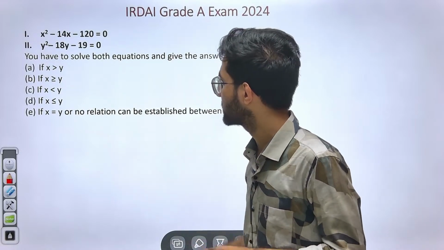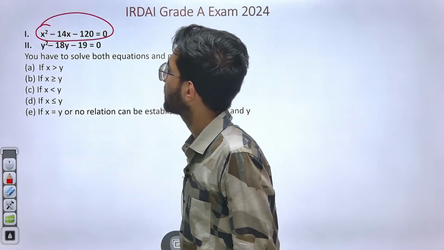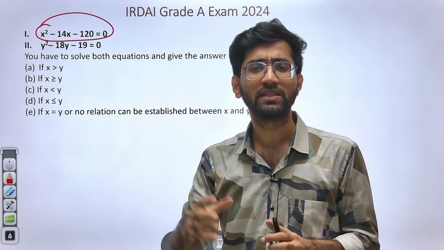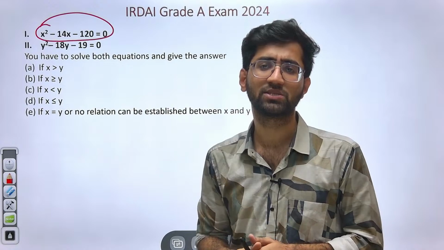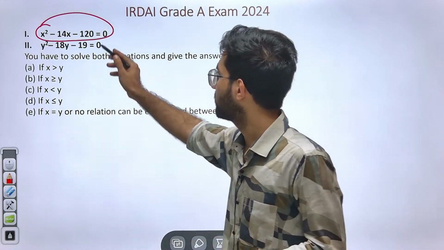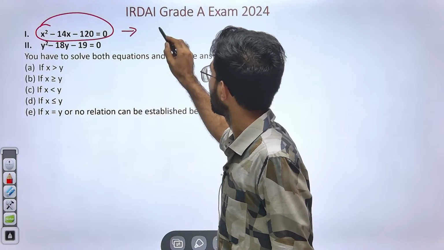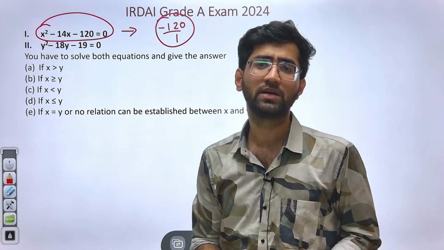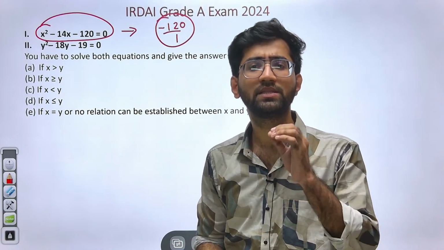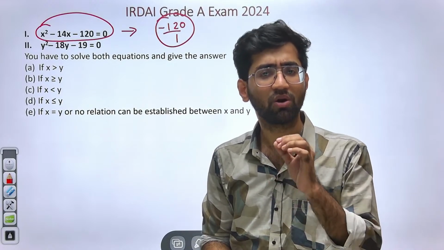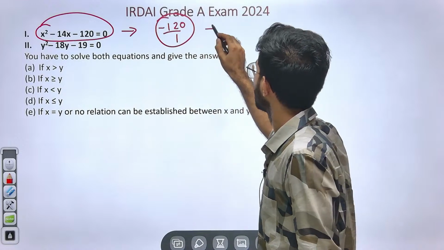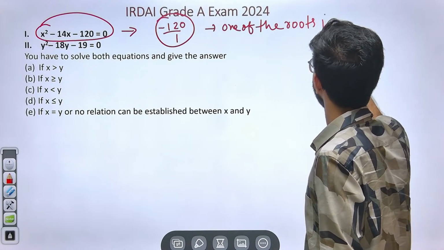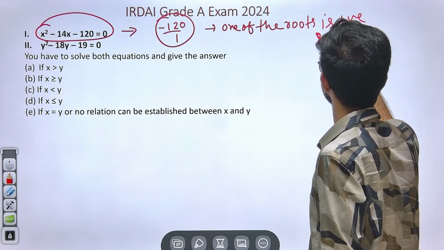If you look at this question, can you tell me what is the product of roots? Yes, the product of roots is equal to c by a when the quadratic equation is of the form ax square plus bx plus c equal to 0. So in this quadratic equation, the product of roots is minus 120 by 1. So the product of the roots is negative. When can the product of the roots be negative? This is only possible when one of the roots is positive and another root is negative.